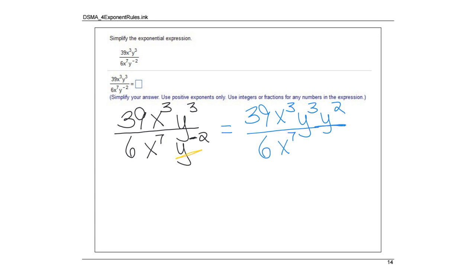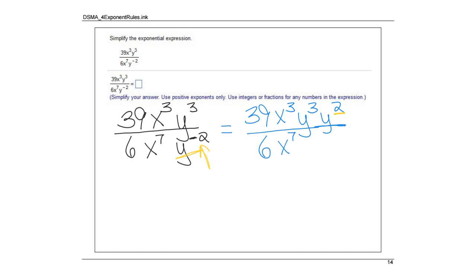Okay, so I took my negative exponent, and that told me to move the y squared to the opposite of where it is. If it's in the bottom, I move it to the top. If it's in the top, I move it to the bottom. And also now that is a positive 2 because I moved it.